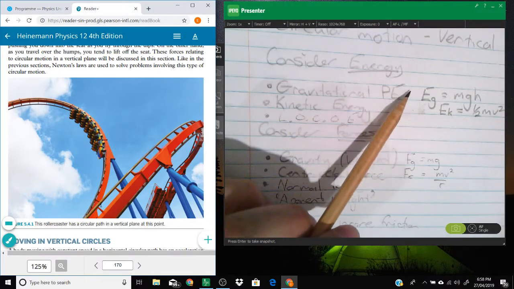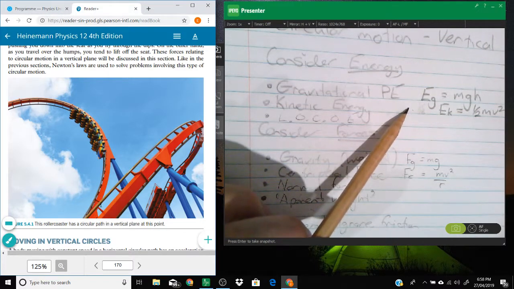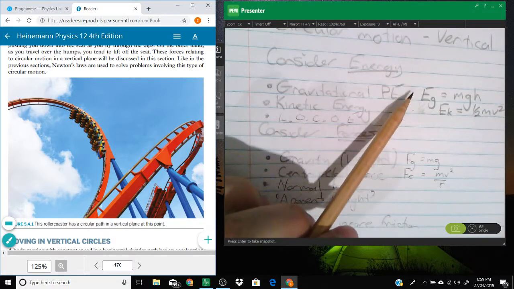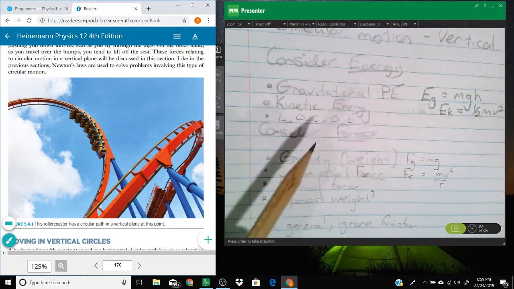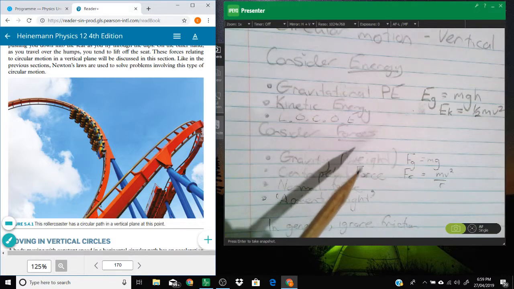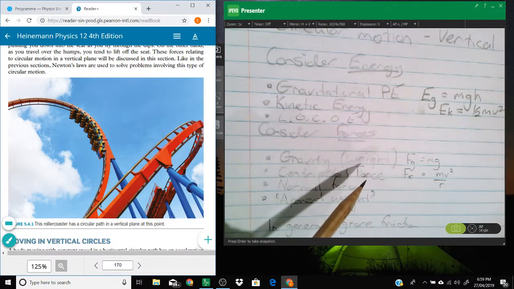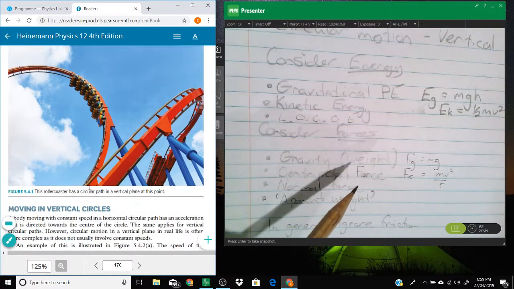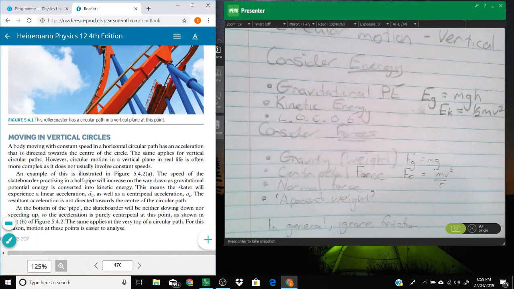You can just say, okay, well, I started at a certain height, I ended at a different height, and if that's down, that converts to kinetic energy, and if it's up, it's kinetic energy converted to potential energy. But we also are considering the motion in circles and where those forces might be at particular locations. All right, so let's have a look at some of the concepts we've got here.